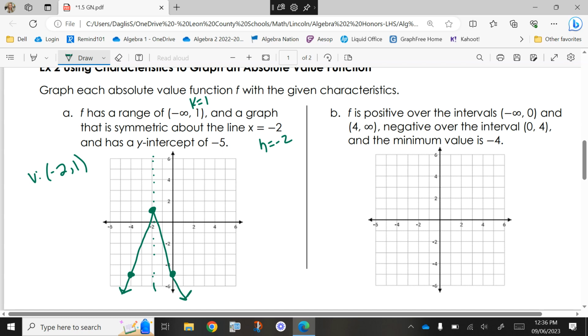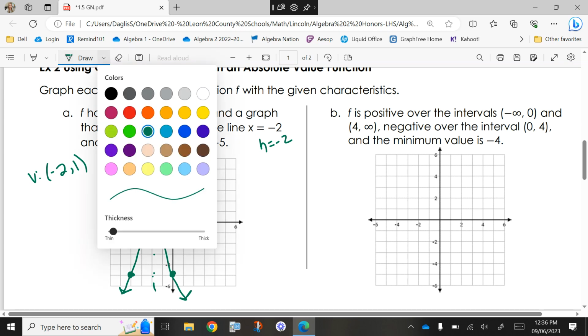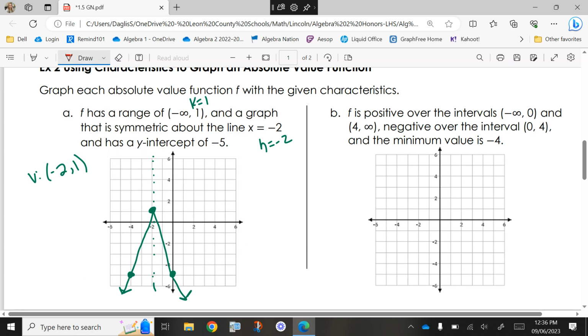Let's do another one. Now it tells me that f is positive over the intervals negative infinity to 0 and from 4 to infinity, and it's negative over the interval 0 to 4. It has a minimum value of negative 4. Okay, so giving me my positive and negative intervals gives me what key feature of my graph? Not for the positive, negative stuff, that would be true for increase, decrease. These are x-intercepts. Yep. So we have an x-intercept of 0, and we have an x-intercept of 4.